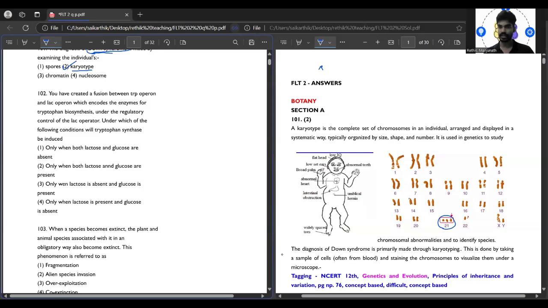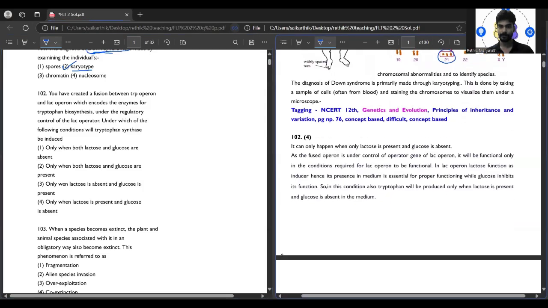So what does it say? You have created a fusion between the tryptophan operon and the lac operon, which encodes the enzymes for tryptophan biosynthesis under the regulatory control of the lac operon. Under which of the following conditions will tryptophan synthesis be induced? So this is your question. So what are the options given?